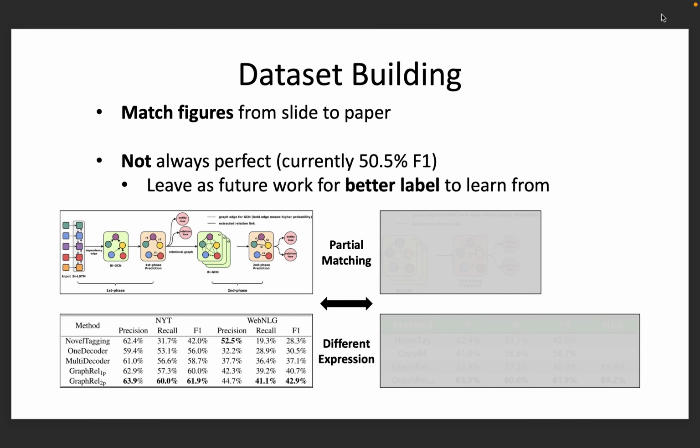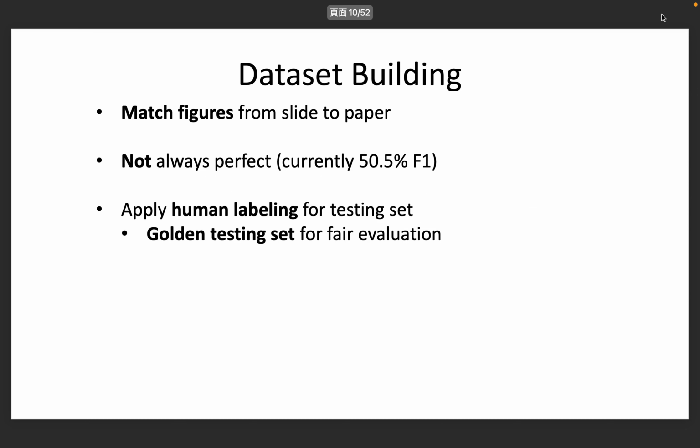But figure matching is not as easy as text, since two cases make it poor. Partial matching, where sometimes we only show incomplete figures in the slide, and also different expressions of tables to emphasize the empirical results. Currently, we have a 50% F1 score, and we leave better recognition as future work to improve the figure matching label. For testing, we need a noise-free set, so we apply human labels as a golden testing set for fair evaluation.